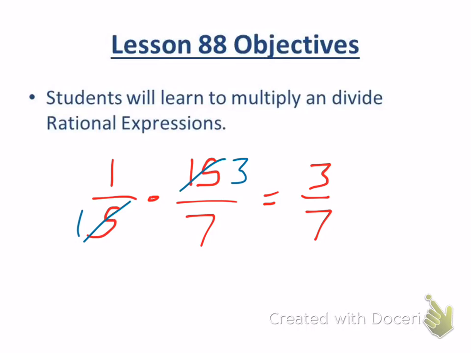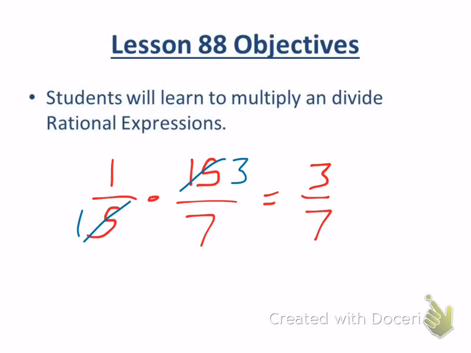So 3/7 is what we would get there. So the same as when we simplify fractions, we can only simplify by canceling common factors. And we can only find common factors by factoring. So when we're dealing with algebraic expressions, we're going to be factoring everything and then canceling any kind of common factors, cross-canceling before we multiply.